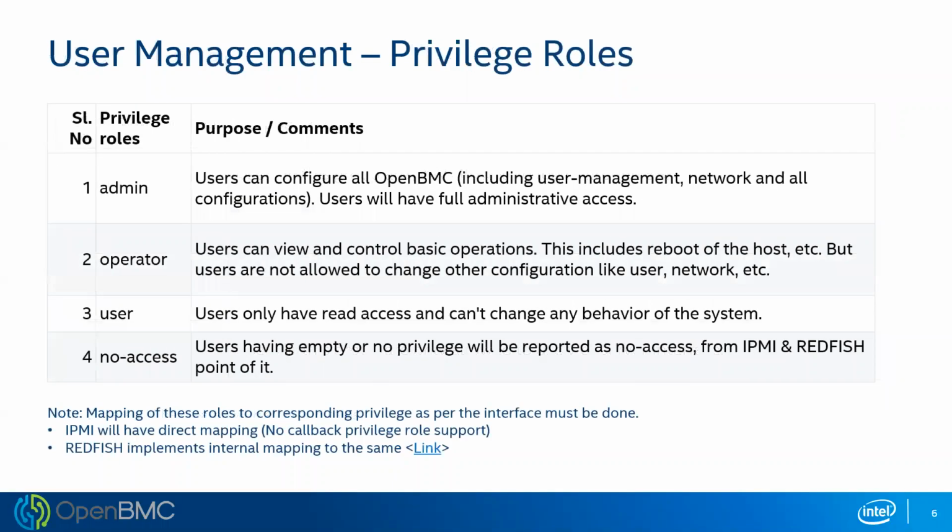Now, we have privilege roles also. As of today, we support 4 roles: admin, operator, user, and no access. Admin can access everything in OpenBMC, including user management, network, and all configurations. He has full administrative access. And operator controls the basic operations, and can do something extra than a user, but lesser than admin. So user is also defined.